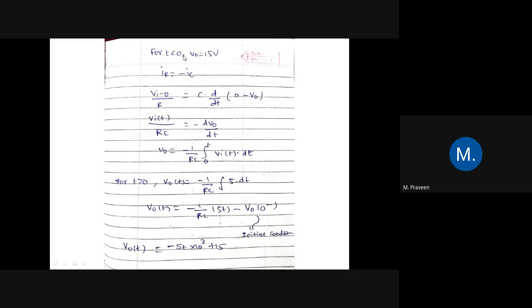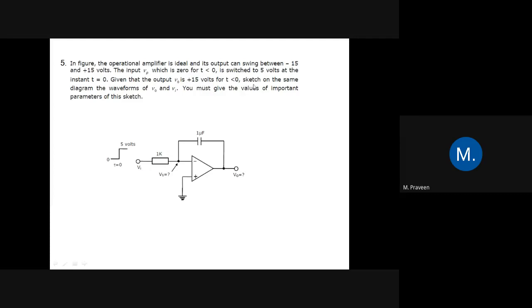First we have to find for t less than 0. For t less than 0, the question itself gives the output voltage V0 as 15 volts. Now let us assume the current flowing through the resistance is IR. Similarly, in the feedback part the current flows in the direction opposite to IR. So we can write IR is equal to minus IC. Since we have the inverting terminal, the current flowing through the resistance is equal to the minus of the current flowing through the capacitor.